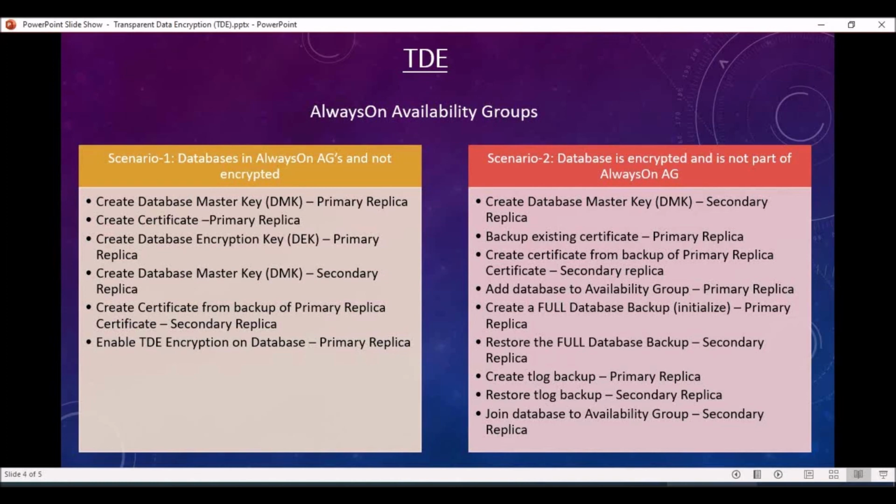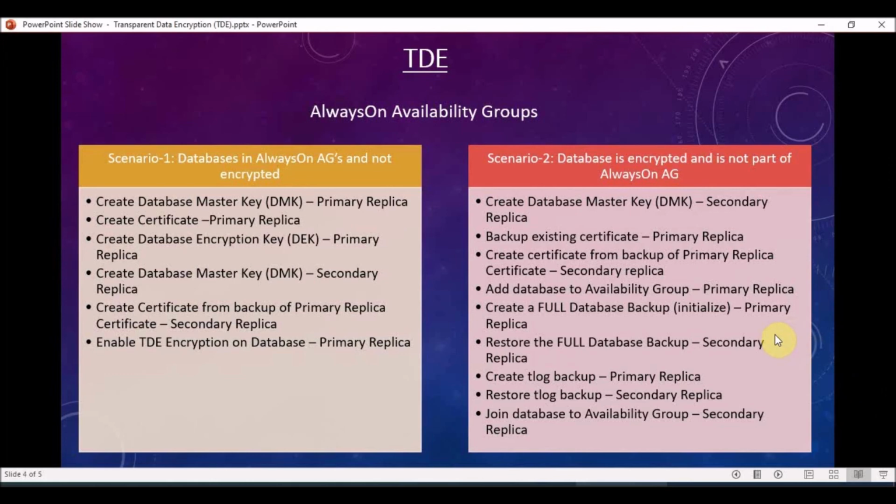Now add the database to the availability group in the primary replica. Just follow the wizard or T-SQL, whatever you're comfortable with. Once that is completed, create a full database backup. This is to initialize the encryption. So create a full database backup on the primary replica, and you're going to restore this on your secondary replica.